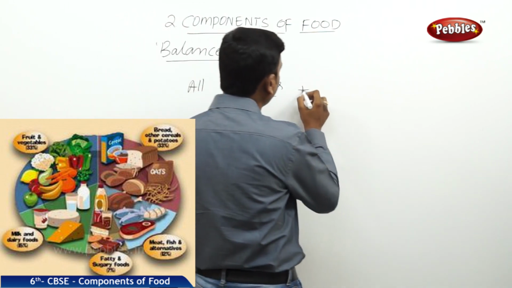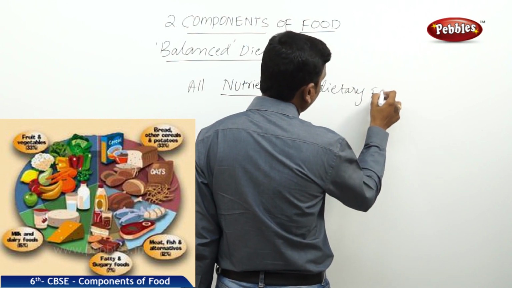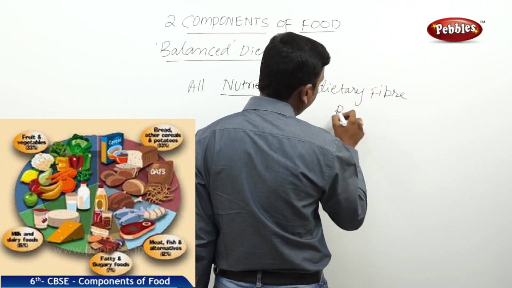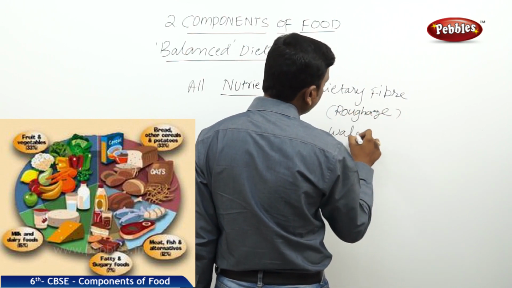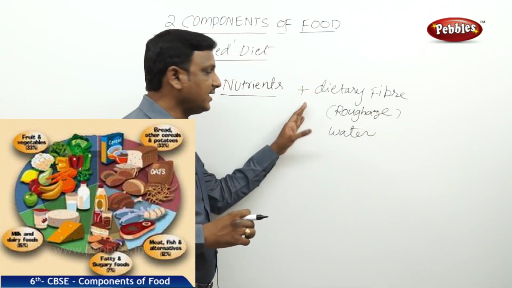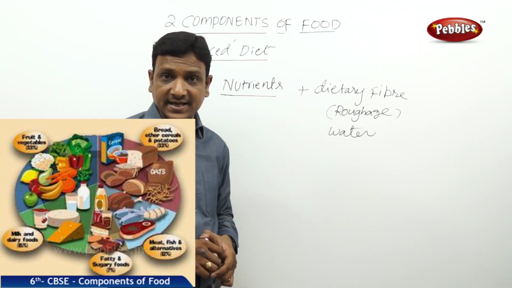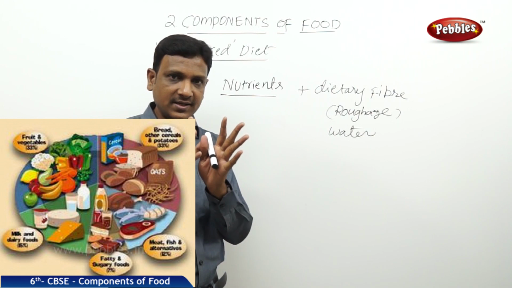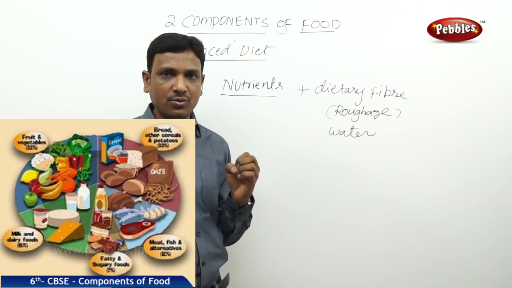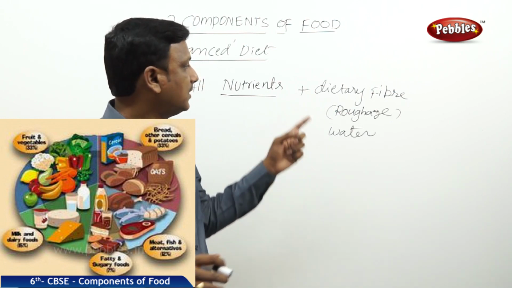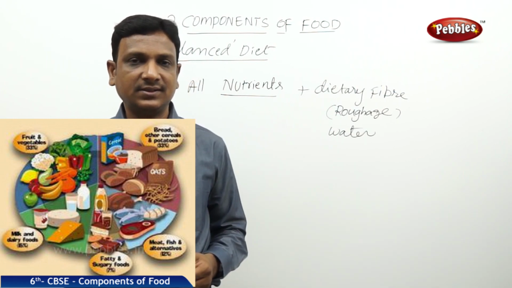Along with that, your diet should have a proper amount of dietary fiber, or roughage, plus water. These two things also should be included in your balanced diet. Without the dietary fibers, even though you take food items which contain all the nutrients, there will be no proper digestion. So to get good digestion in your digestive system, you need to have dietary fibers and water. That is a balanced diet, right?